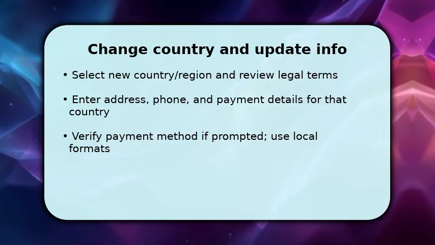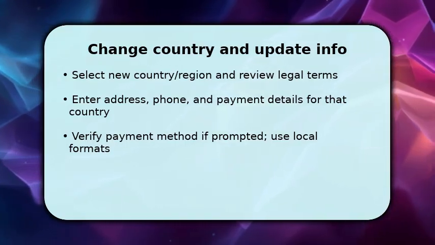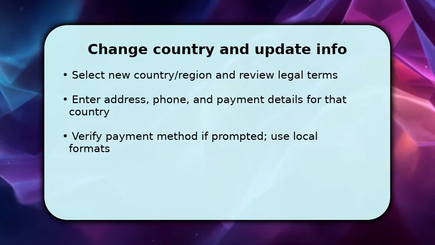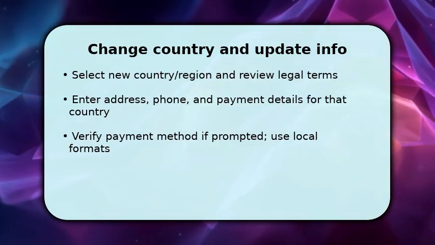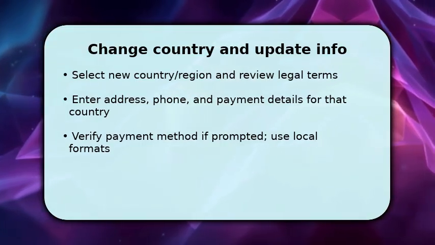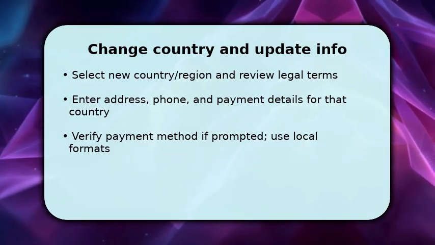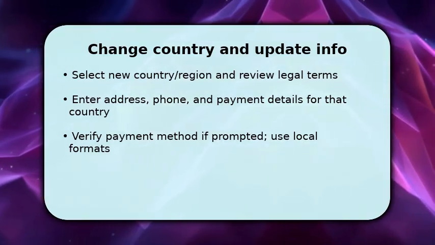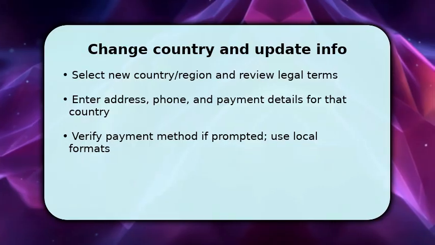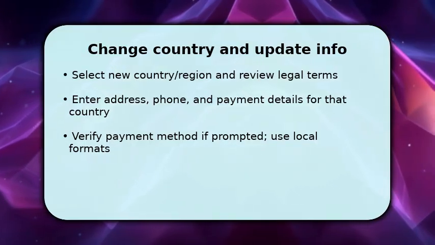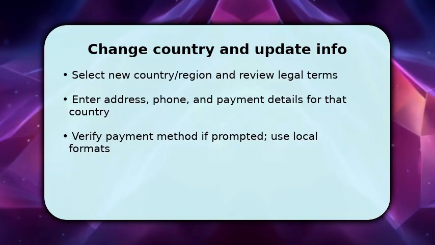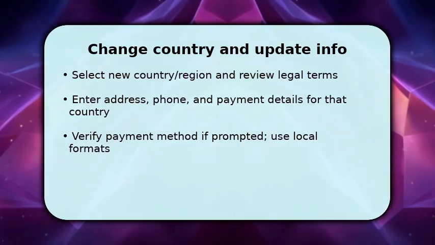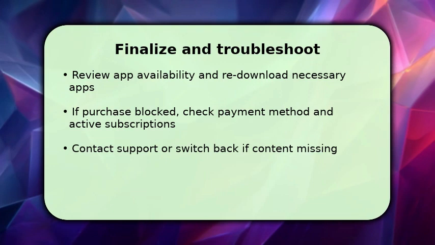Next, enter a valid local billing address and a supported payment method, cards, carrier billing, or local alternatives like PayPal where allowed. Make sure phone and postal formats match local expectations to avoid rejection. Once you submit, the store updates regional storefronts and currency, so some apps or purchases may appear unavailable or priced differently. You finish by reviewing the new store.